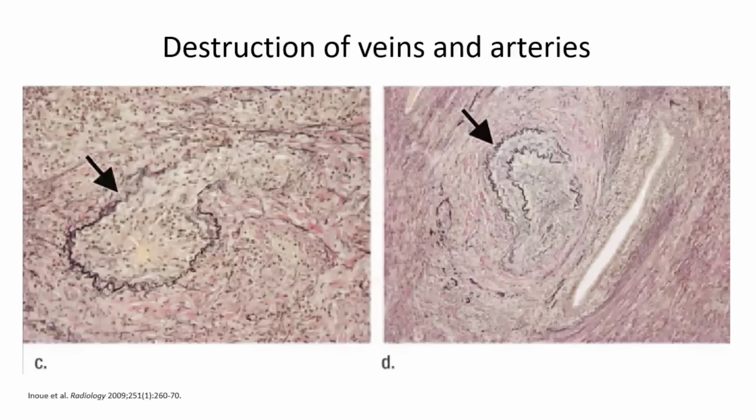So on the left here, this is actually a vein. You should see a lumen here. You should see an opening where blood flow should go through, but you don't see that. There's been destruction here. Also, this black line around the periphery, that's part of the wall of the blood vessel. And so this should go all the way around the blood vessel, and you can see there's discontinuity of the blood vessel wall there.